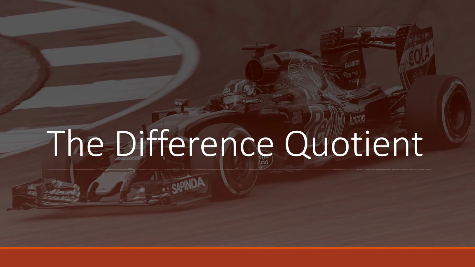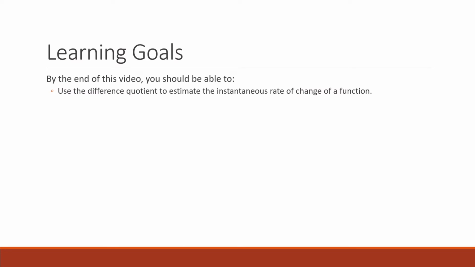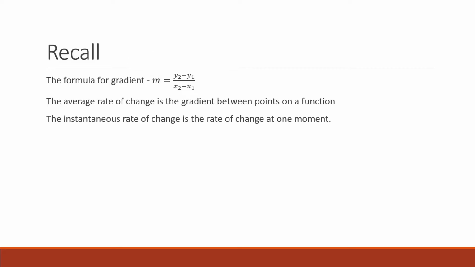Hi students, in this video we're going to look at the difference quotient. By the end of this video you should be able to use the difference quotient to estimate the instantaneous rate of change of a function. The key thing you have to remember is our formula for gradient. It's also the formula we've been using for average rate of change.